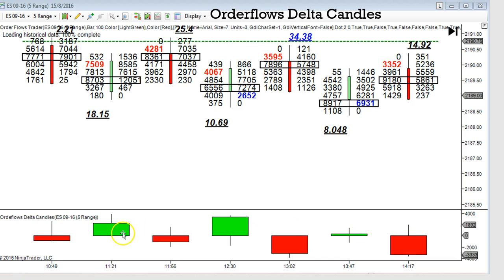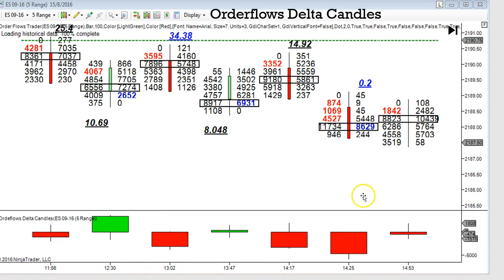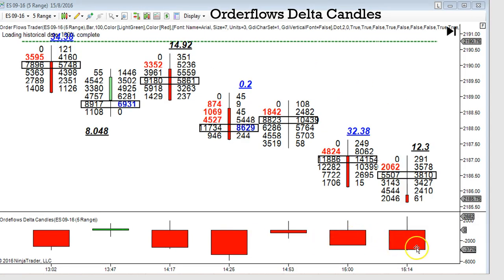Before you had some pretty decent greens. Now it's small. Now here you got a big red again, big red again. What do you got? More red, more red. You got a stacked selling imbalance here also, and you see it just falls over.